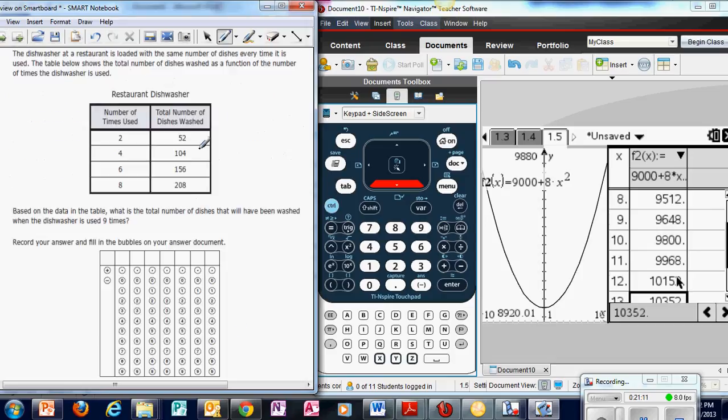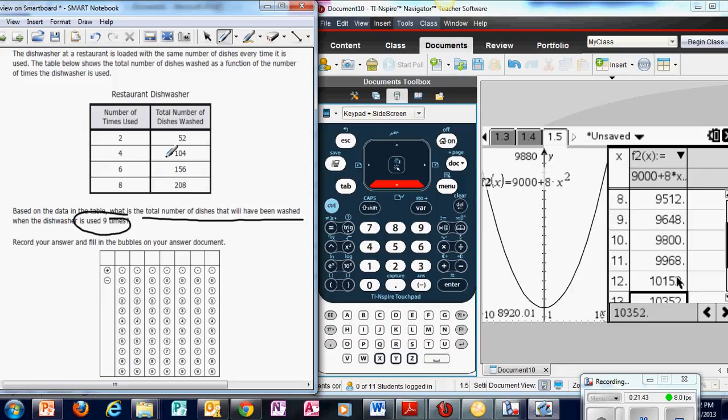Last one, I think. Okay, a dishwasher at a restaurant is loaded with the same number of dishes every time it's used. The table below shows the total number of dishes washed as a function of the number of times the dishwasher is used. Based on this data, we want to figure out the total number of dishes that have been washed when the dishwasher is used 9 times. After 9 times, the total number of dishes washed.